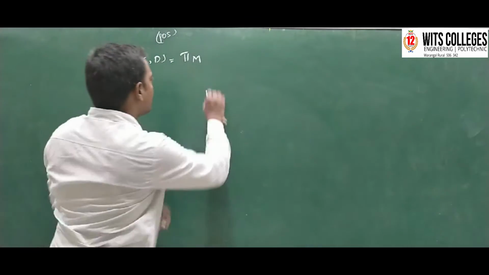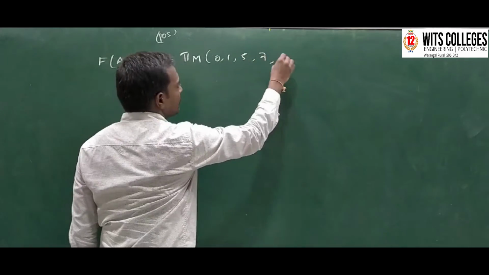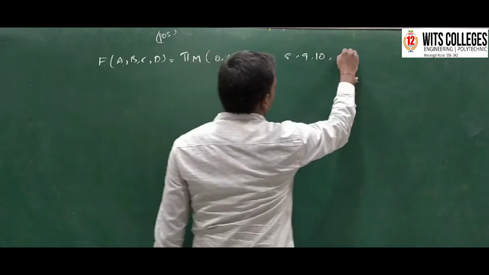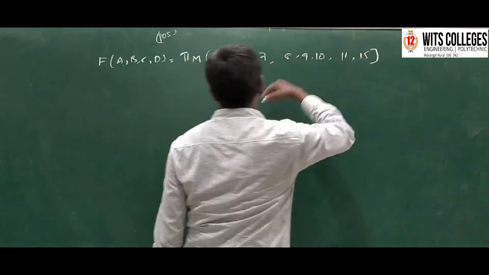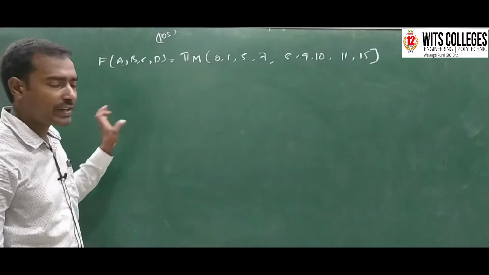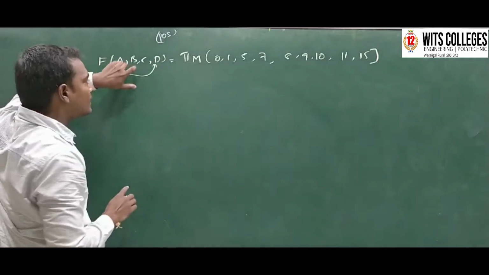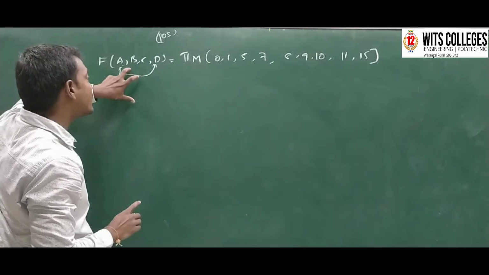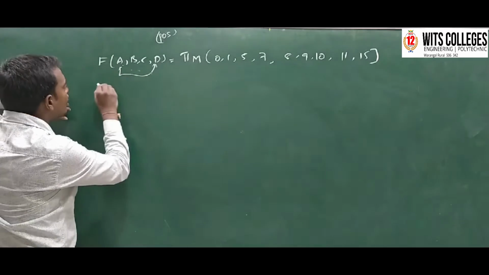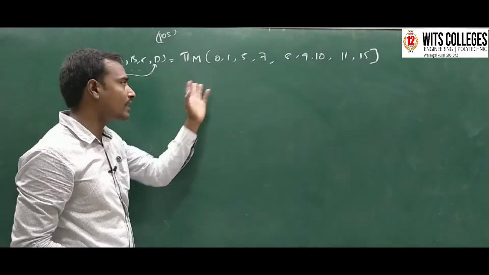Okay, so take the variables 0, 1, 5, 7, and 8, 9, 10, 11, 15. Here I am taking all these as the variables. For these variables we will get the combination of 16. The function has 4 variables, a, b, c, d. If we take 4 variables, 2 to the power of 4 is equal to 16. That means we will get 16 combinations here.